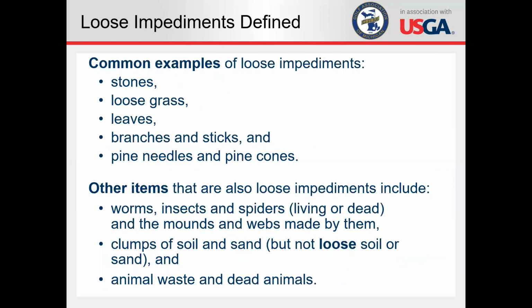Okay, and then again, just some common examples of loose impediments: stones, loose grass, leaves, branches, and sticks that are not attached or growing to a tree or a bush, pine needles and pine cones. Other items that are also loose impediments include worms, insects, and spiders, living or dead, and mounds and webs made by them, clumps of soil and sand, but not loose soil or sand, and animal waste and dead animals are also loose impediments.